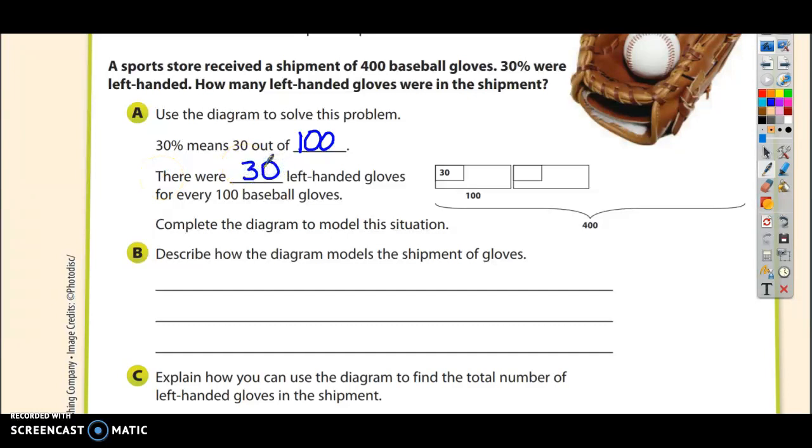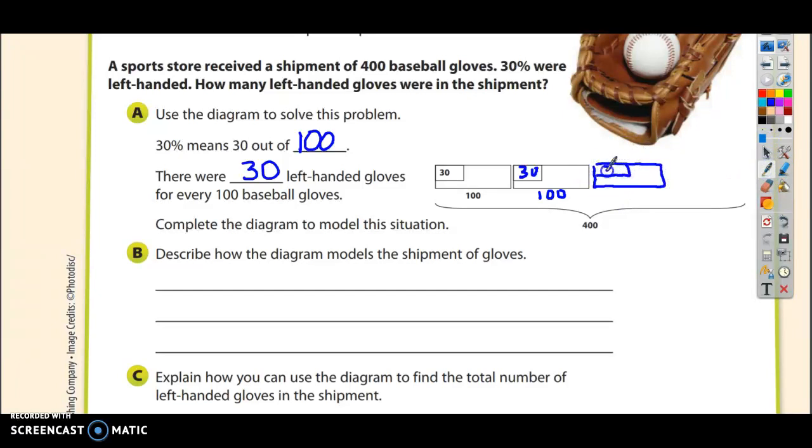And then we show a picture. It says, complete the diagram to model this situation. So check out this picture. It shows you that there's going to be 30 left-handed gloves right here out of every 100. But we have a total of 400, so I need to do another 100 here. And 30 of those would be left-handed. And I do need to do another 100 here. I'll try and be as neat as I can, but it's going to be tricky.